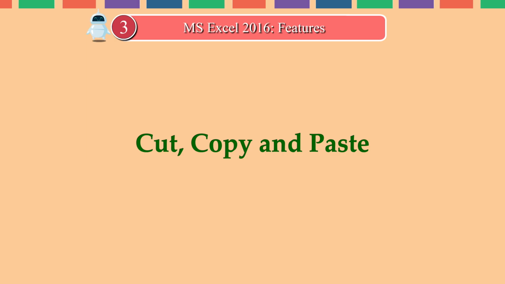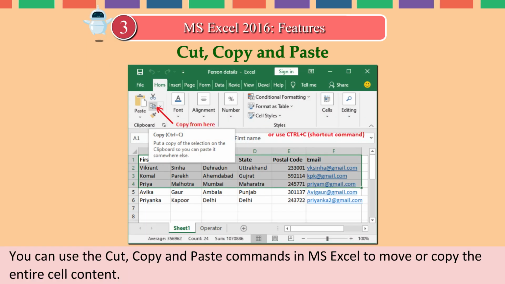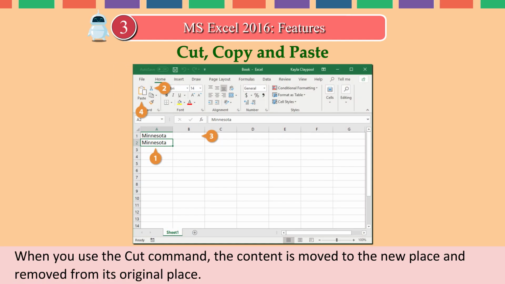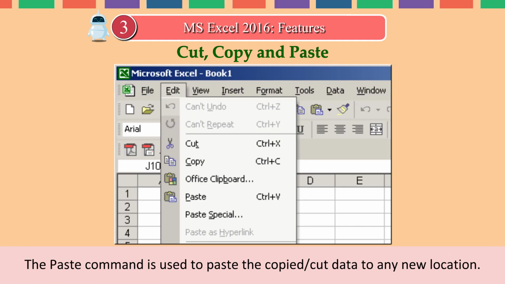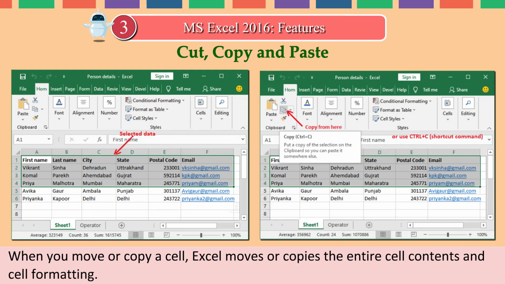Cut, copy and paste. You can use the cut, copy and paste commands in MS Excel to move or copy the entire cell content. When you use the cut command, the content is moved to the new place and removed from its original place. In the case of copy command, the content is copied at the new place and also exists in its original place. The paste command is used to paste the copied or cut data to any new location. When you move or copy a cell, Excel moves or copies the entire cell contents and cell formatting.